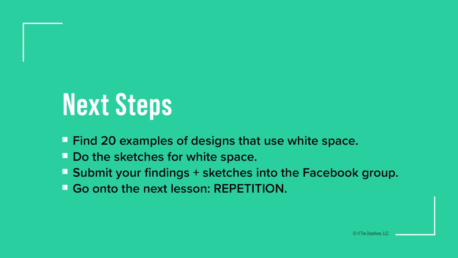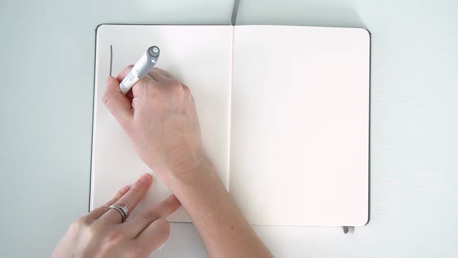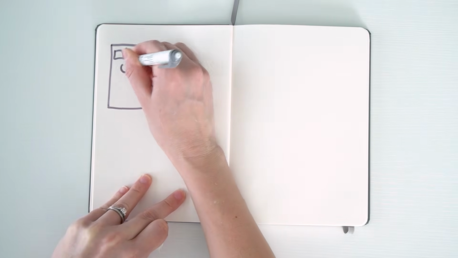Your next steps are to find 20 examples of white space used in a design. Look at the shape the white space has created and note whether it is a nice looking shape or not, so a pleasing shape. Then you will go to your sketchbook. You're going to be adding a bunch of different shapes to show there's no white space.